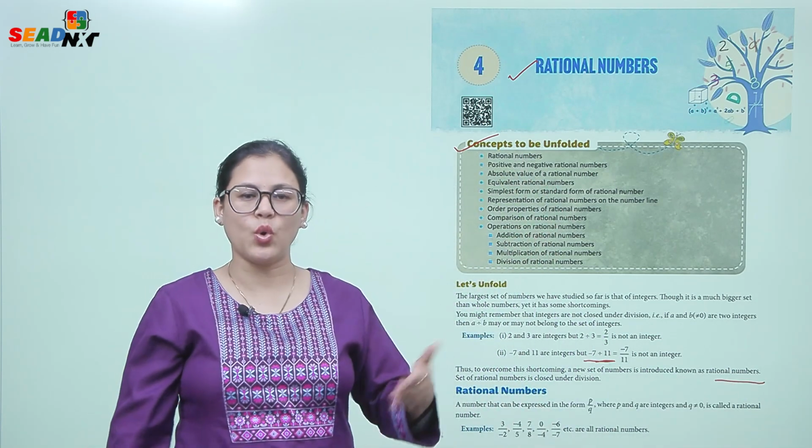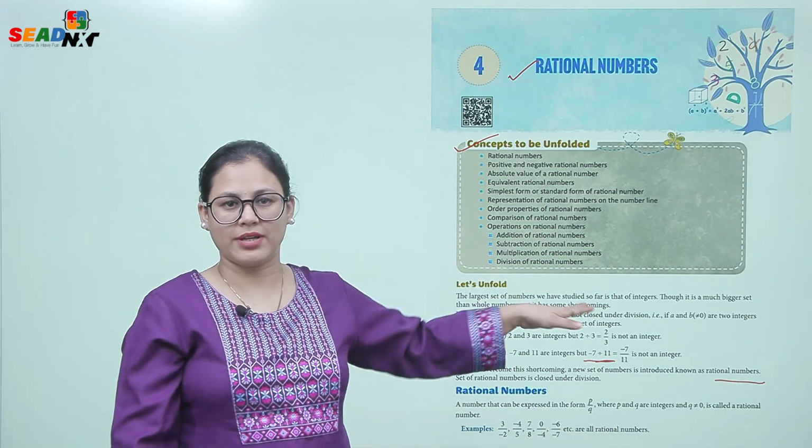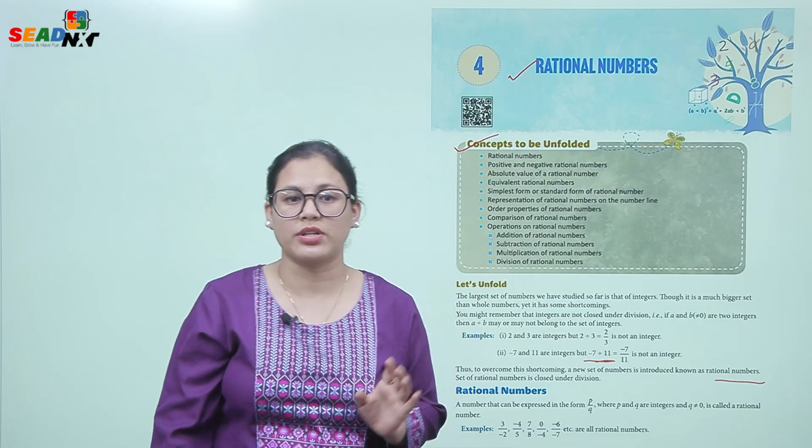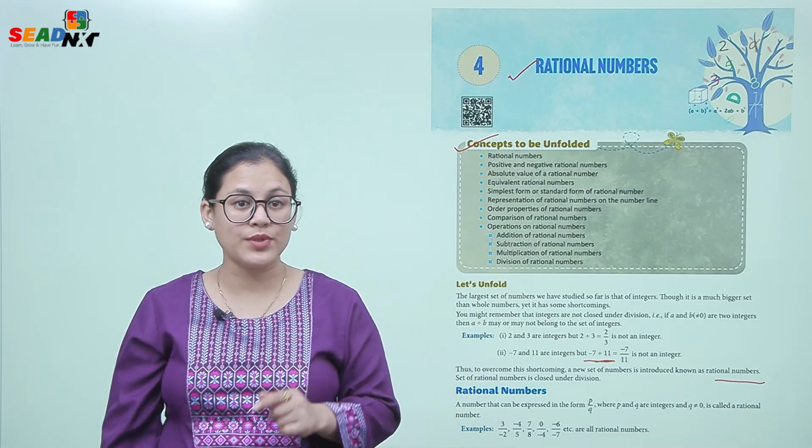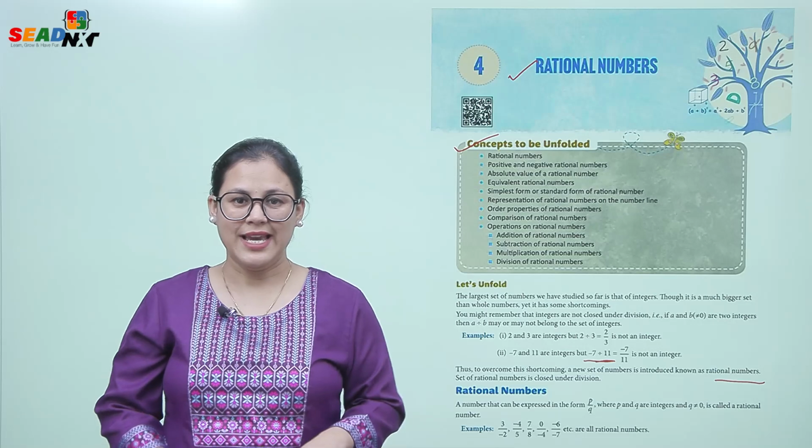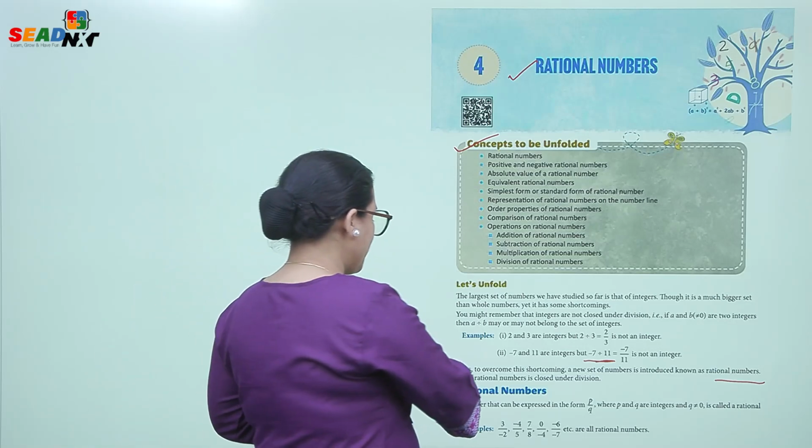So, इन्हीं shortcoming को overcome करने के लिए एक नया जो number का set है उसे introduce किया गया जिसे हम rational numbers कहते हैं. So, set of rational numbers is closed under division, okay? Rational numbers. चलिए बात करते हैं rational numbers की.